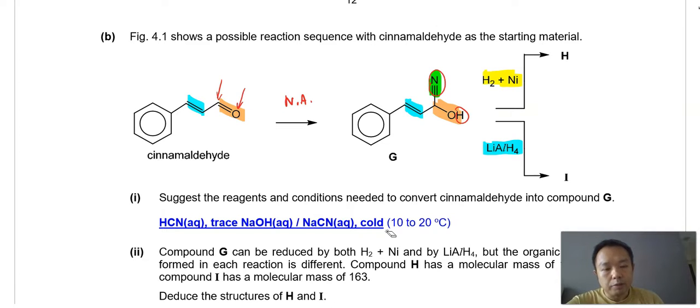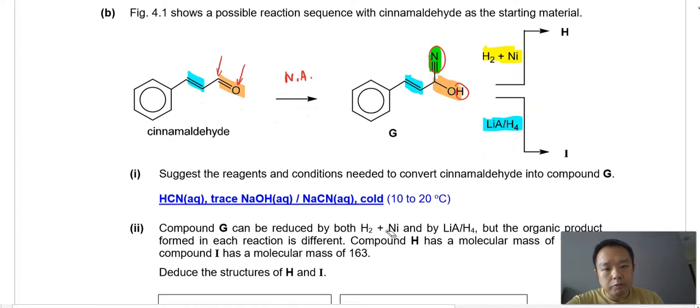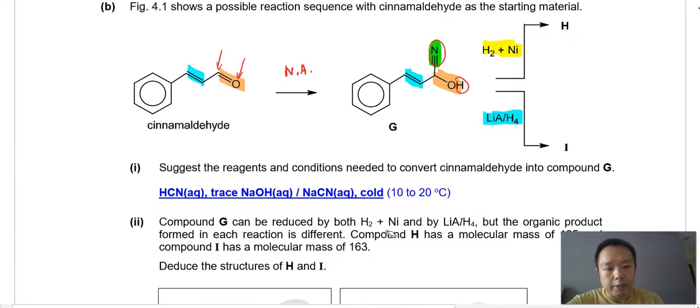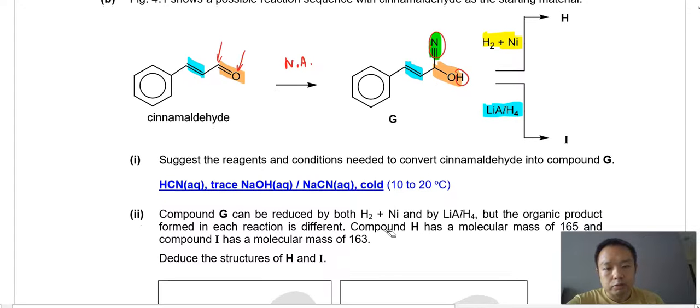Now, then if not, then we take a look at the subsequent reactions. For G, it can be reduced by both hydrogen or lithium aluminum hydride. So in this case, remember, hydrogen and nickel, what can it reduce? Alright, so in this case, it's a reduction reaction. Hydrogen and nickel. Let's take a look at the functional groups then. We have our alkenes, we have our nitrile, and we have our secondary alcohol.